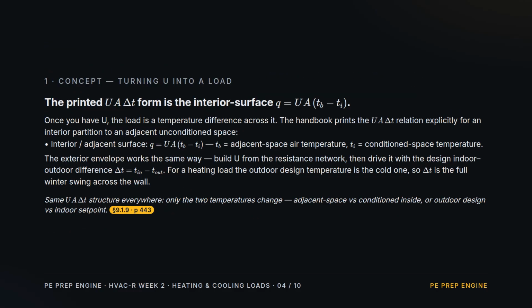Concept 3. Turning U into a load. Once you have the U factor, the load is that U factor carried across a temperature difference. The handbook prints the UA delta T relation for an interior surface facing an adjacent unconditioned space. Q equals UA times the adjacent temperature minus the inside temperature. The exterior envelope is identical in structure. Build U from the network, then drive it with the design indoor minus outdoor difference. For a heating load, that's the full winter swing across the wall.